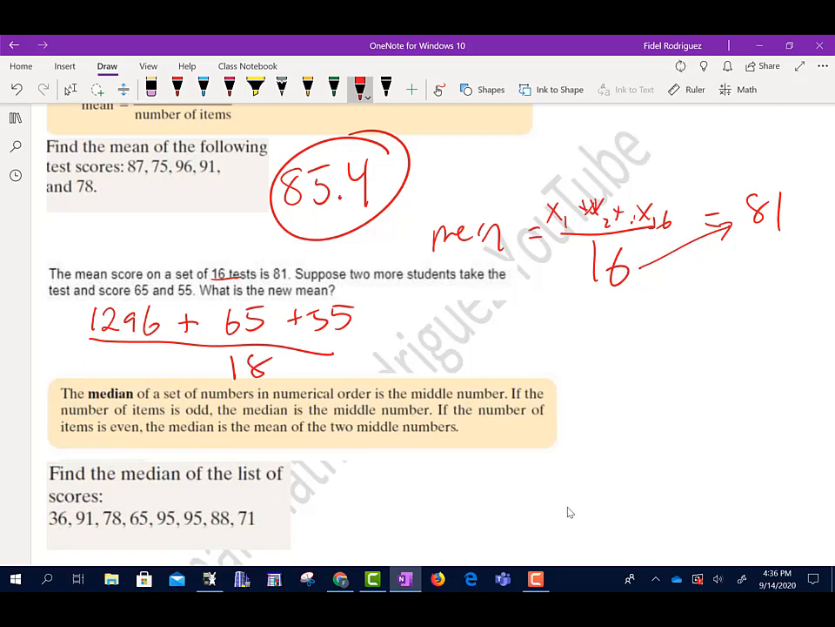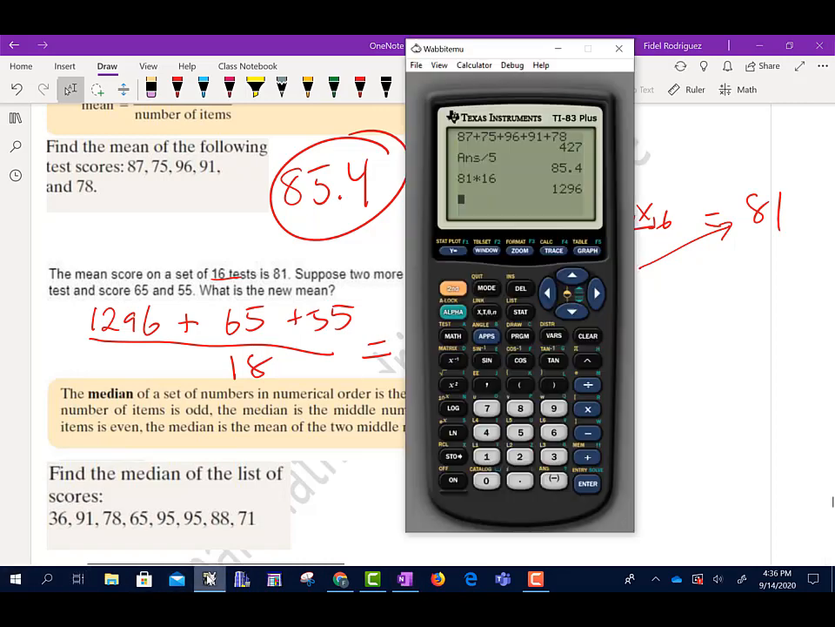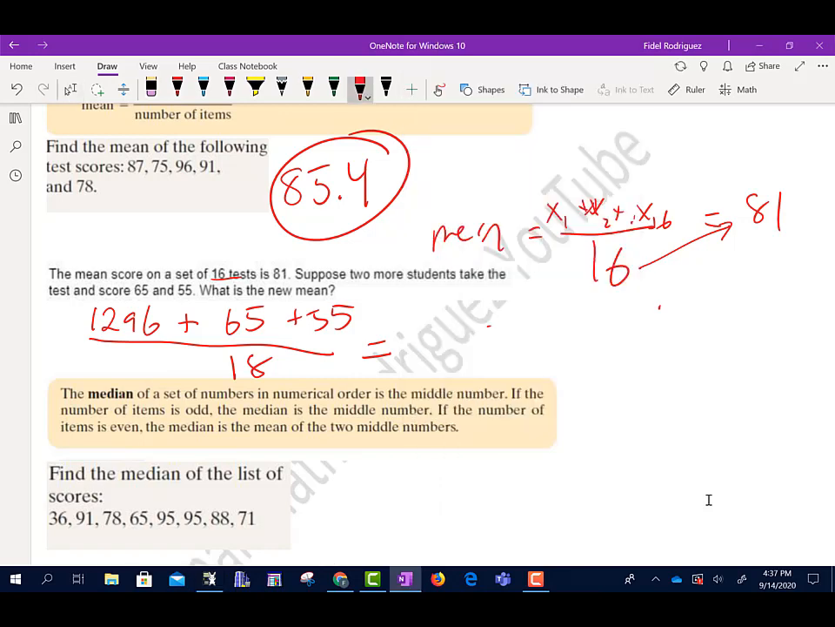Now we're going to add 2 more, 65 and 55, and now we're going to divide by 18. Because we already had 16 tests, and now we have an additional 2, that means we have 18 grades. So plus 65 and plus 55 equals, and now I'm going to divide that by 18. And now my test average is going to be 78.67. It'll probably tell you how you're going to round. I'm going to 2 decimal places here.